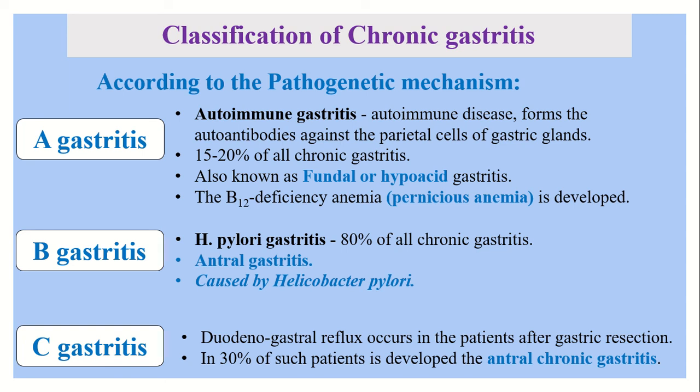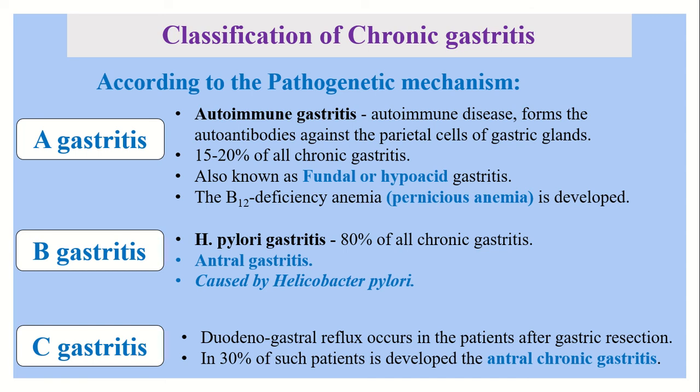A gastritis, another name is autoimmune gastritis. This is an autoimmune disease that forms autoantibodies against the parietal cells of the gastric glands, which produce hydrochloric acid. It is also known as fundal or hypoacid gastritis, because the parietal cells are damaged by the autoantibodies and can't produce hydrochloric acid, and the stomach becomes a hypoacid environment. And B12 deficiency anemia develops here, which we call pernicious anemia, due to the deficiency of the intrinsic factor of Castle.